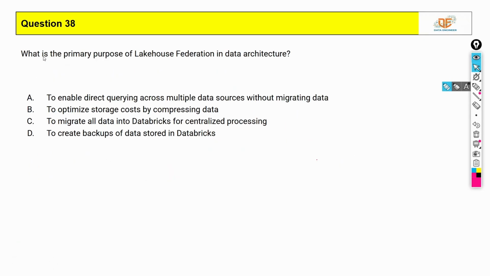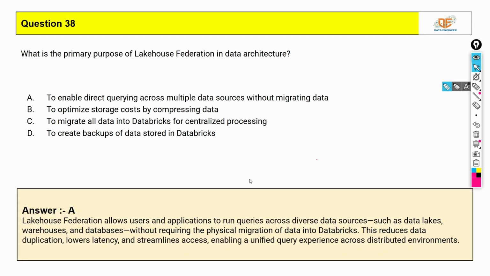Question number 13. What is the primary purpose of Lakehouse Federation in the data architecture? We use Lakehouse Federation to access data from different sources without migrating it. In some cases, they want data security, and there are multiple things for data governance, so they do not want to migrate the data. So Databricks came up with Lakehouse Federation, through which we can access data from other sources without actually migrating it into Databricks. So this is going to be A.